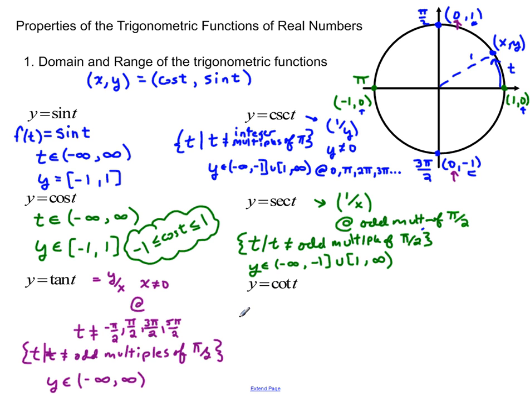Finally, one more to describe, and this is the cotangent function. The cotangent function is defined as x over y. And so just like the one above it here for cosecant, y cannot equal 0, and that would have to be at any values where we get 0 in the denominator, and those are at these integer multiples of pi, right? So 0, pi, 2 pi, 3 pi, and so on.